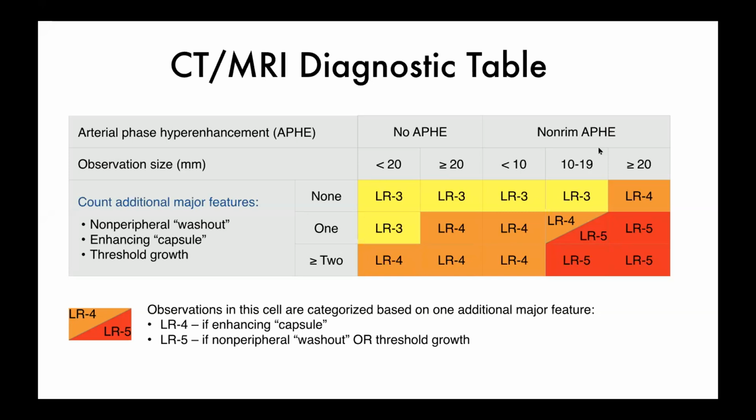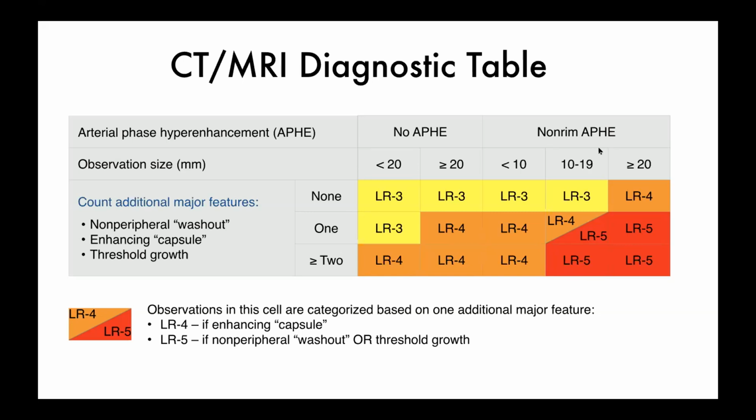So what is non-rim? The tumor will enhance everywhere except peripherally, or even if it enhances peripherally, there would be heterogeneous enhancement within the core of the observation or the lesion. Now, once you've got that pattern of enhancement on your late arterial or arterial portal phase, the second thing you need to look for is the size of the observation.